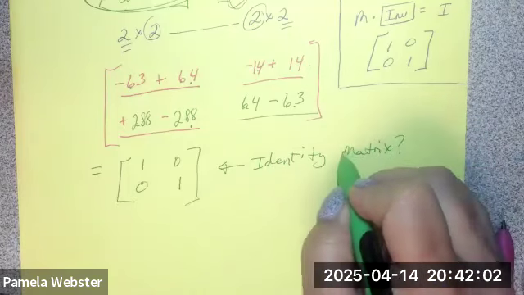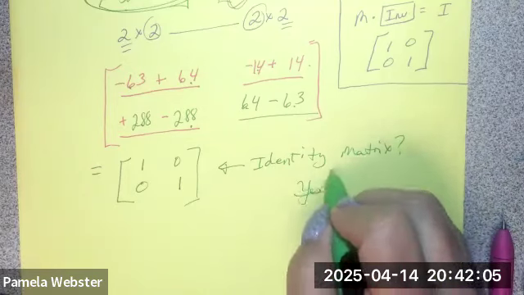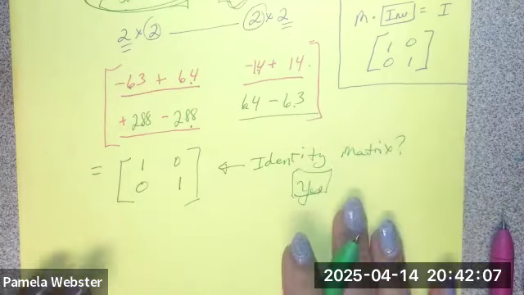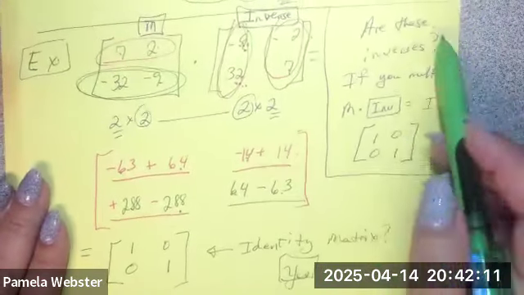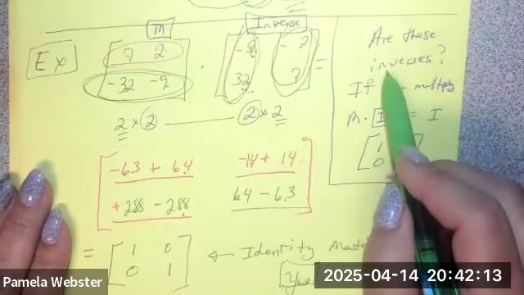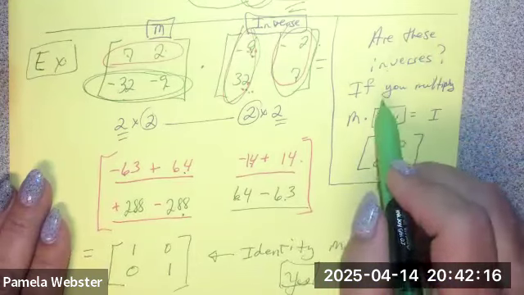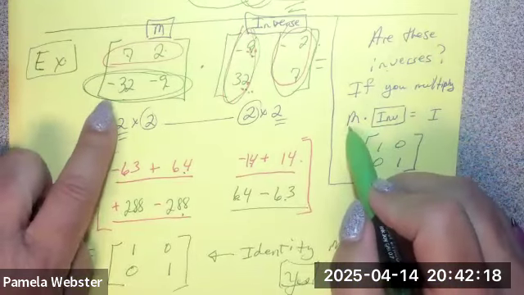Question mark. And the answer is yes. Okay, so remember the idea here. Let me scoot back down just a tiny bit. The idea here is you wanted to know, are they inverses? And the way you know is you take them and you multiply.